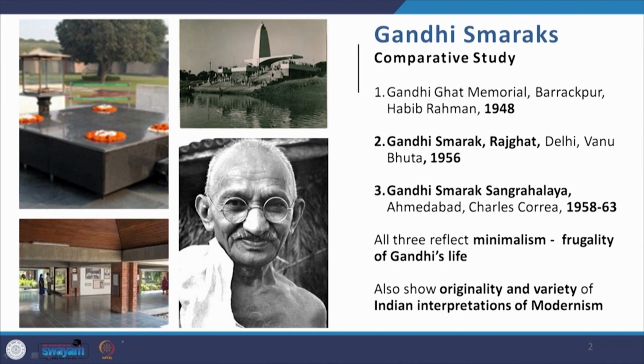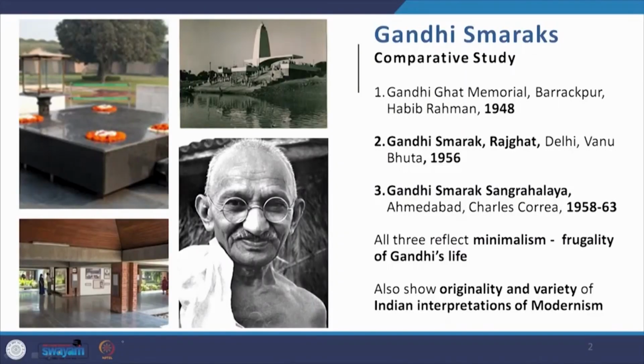Then it was the Gandhi Smarak in Rajghat, designed by Vanu Bhuta in 1956, and the most famous of the three, Gandhi Samarak Sangrahalaya by Charles Correa, 1958 to 63. All three of them were those who had studied in the West. If you can refer back to the list that I had given you probably a lecture back, when I had shown you these people who had studied in different colleges abroad and come back to India, these three of them designed these Smaraks.